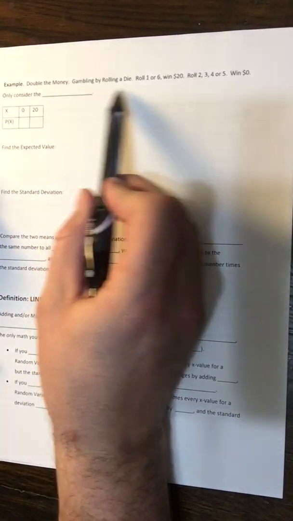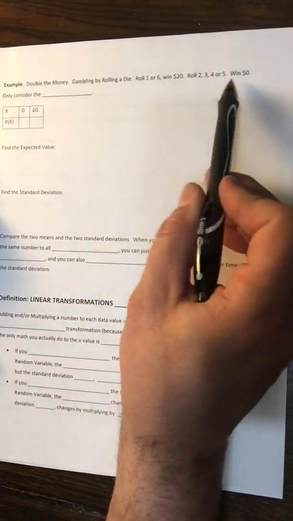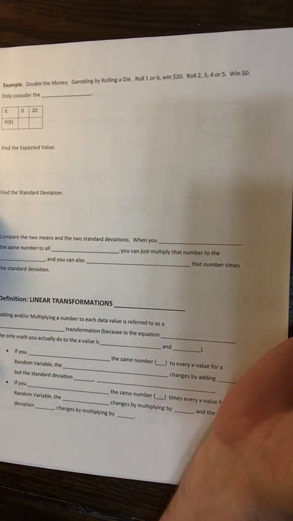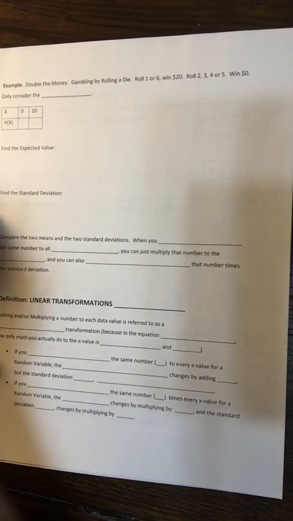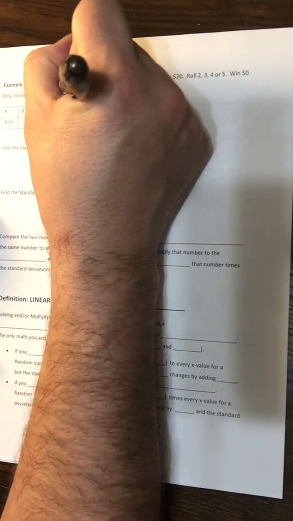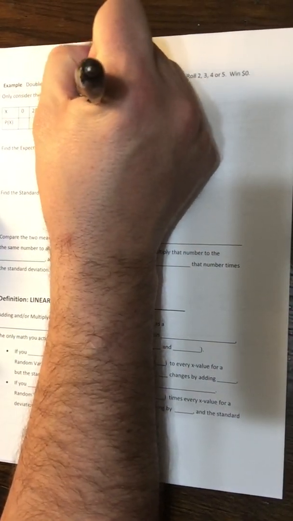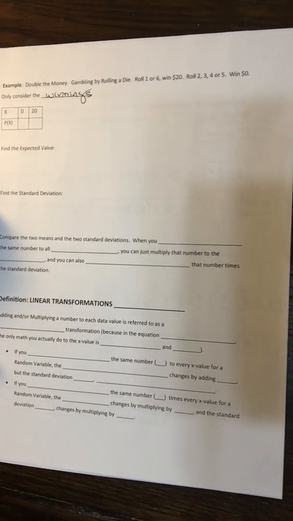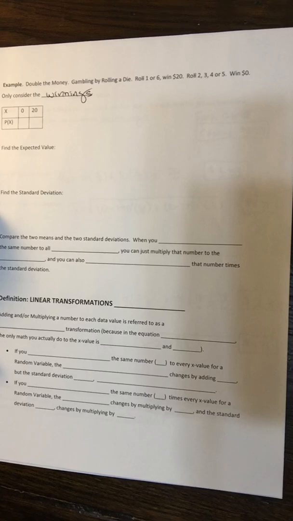So I'm gambling. I'm rolling a die. Roll 1 or 6, you win $20. Roll 2, 3, 4, or 5, you get 0. So I multiplied these by 2, right? And forget about paying. I'm just going to consider only the winnings again. We could look at it with both of them, where you're actually multiplying by 2 and subtracting 1, and I think we know what we should have to do with that.